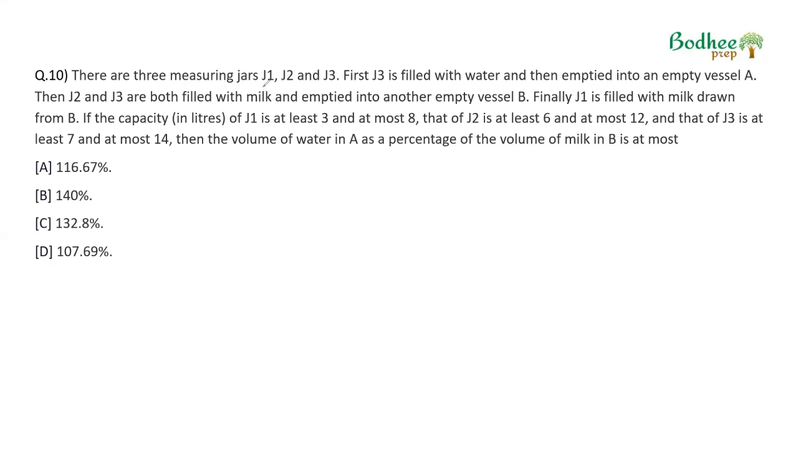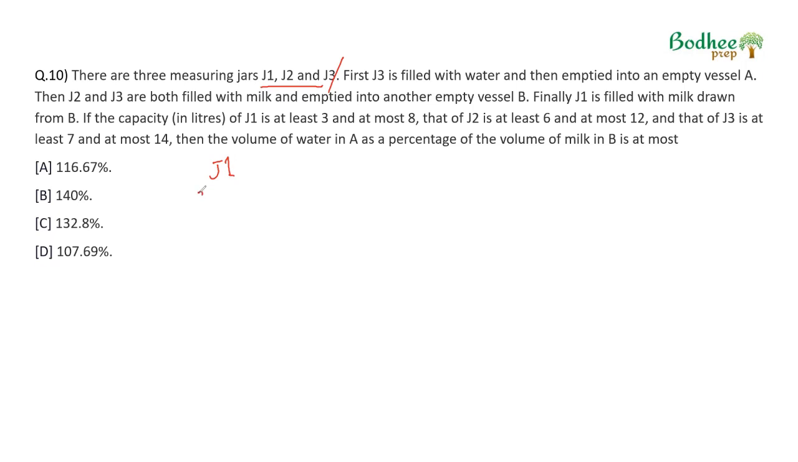There are three measuring jars, J1, J2, J3. First, J3 is filled with water, then emptied into a vessel A. Then J2 and J3 are both filled with milk and emptied into another empty vessel B. Finally, J1 is filled with milk drawn from B.